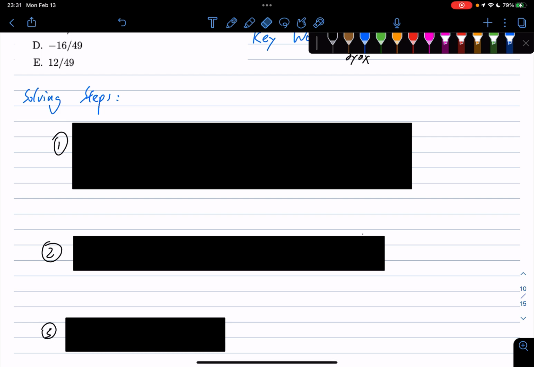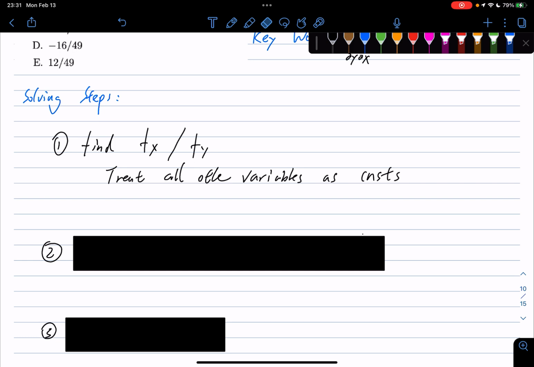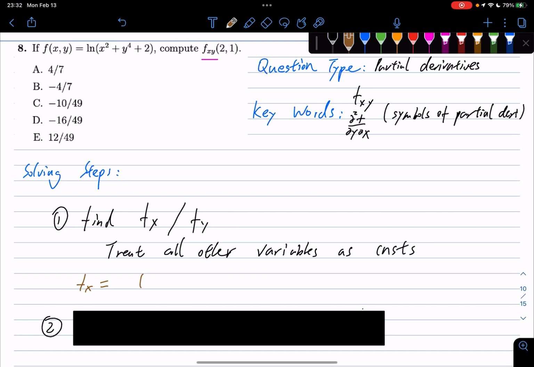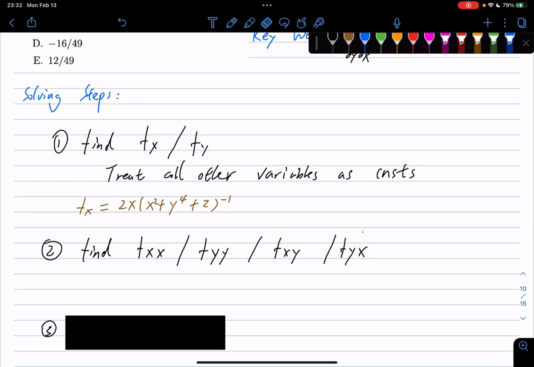So the first step is to find the first level of derivatives. We're going to treat all other variables as constant. It's the same idea that you have learned in regular derivatives, but instead of some random symbols, now they are actual variables. Like we treated the symbol as constant, now we treat other variables as constant. We are only differentiating with respect to the variable of interest. So in this case, we're going to have natural log, so it's going to be x squared plus y to the fourth plus 2 to the negative first power, and then we're going to use the chain rule, so we have 2x from the x squared. And then we're going to find the second layer of derivatives, whichever they are looking for.